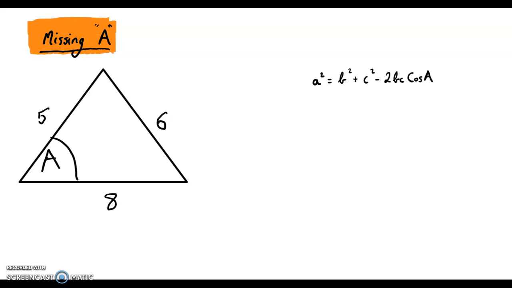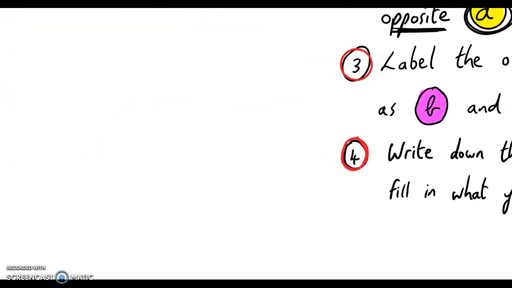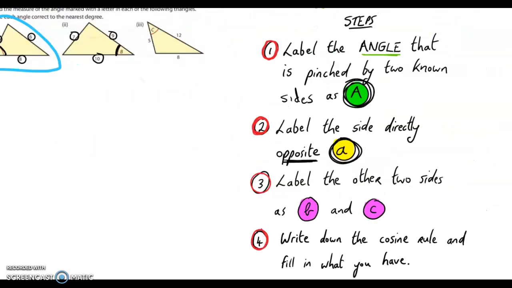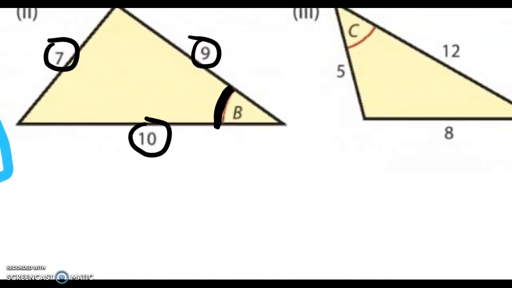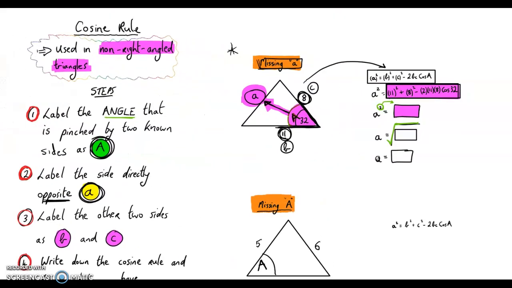Now, you do it the same way. So, label the angle as A. Now, that's already done for us in the question. But they don't always have that done. Sometimes they have the angle called B or C, like these ones. And in those cases, you would have to label it as A. It doesn't matter what letter they call it. You should call it capital A. Okay? To get into that habit.